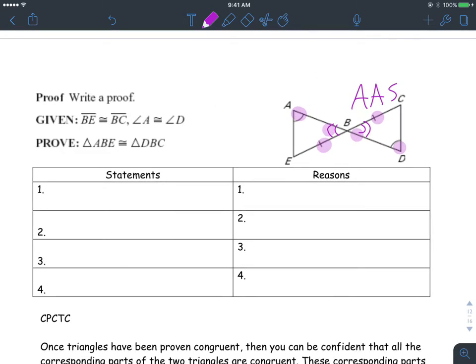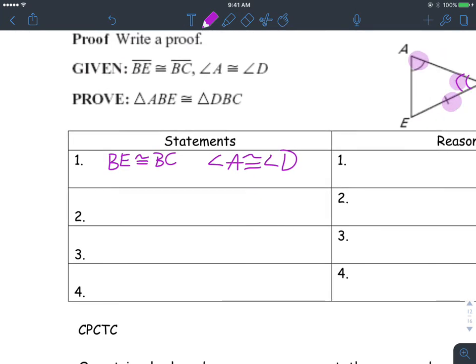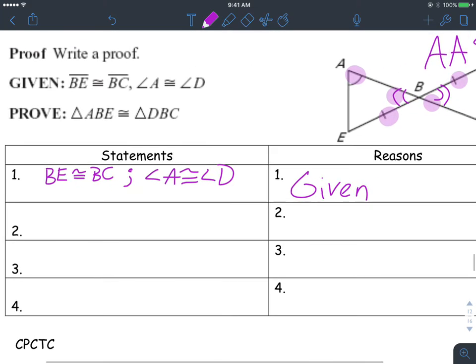And you remember, you can write that as side, angle, angle if you want there. So I'm trying to figure out here, I guess we got 3 pieces, and then you got to talk about the vertical angles. Yeah, so I think both of your given steps here should be in the same thing here. So we're going to do BE is congruent to BC, and then also angle A is congruent to angle D. I guess we'll see if this is enough here. But those were the things that were given to us, so I'll write given.